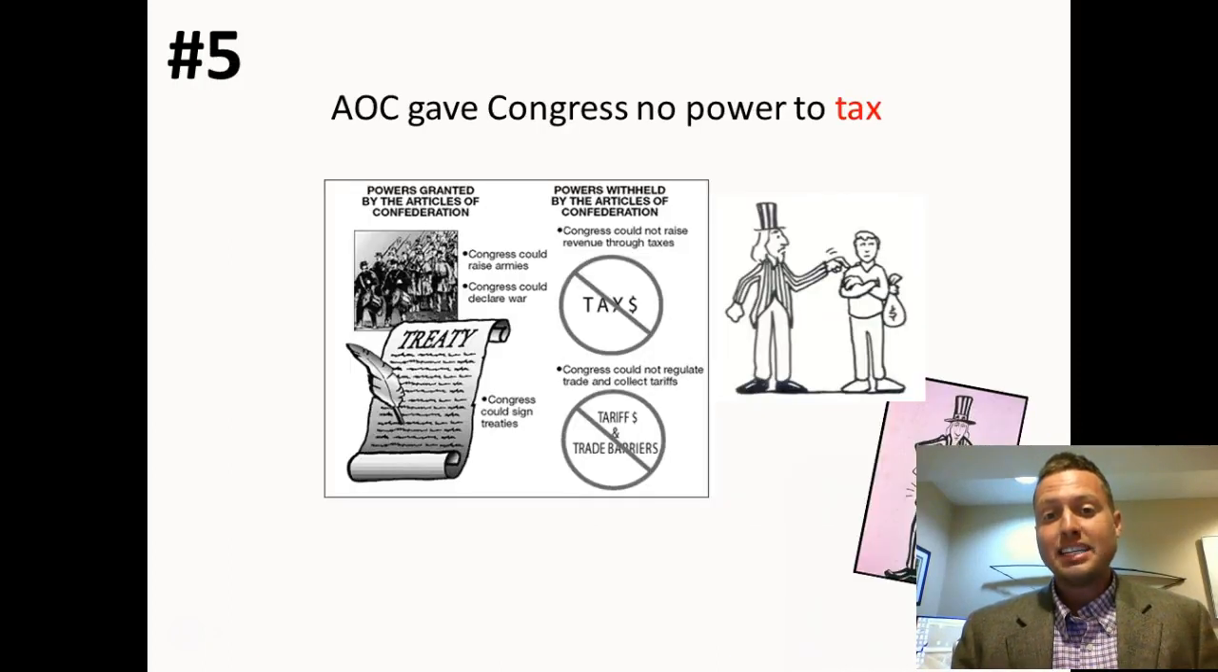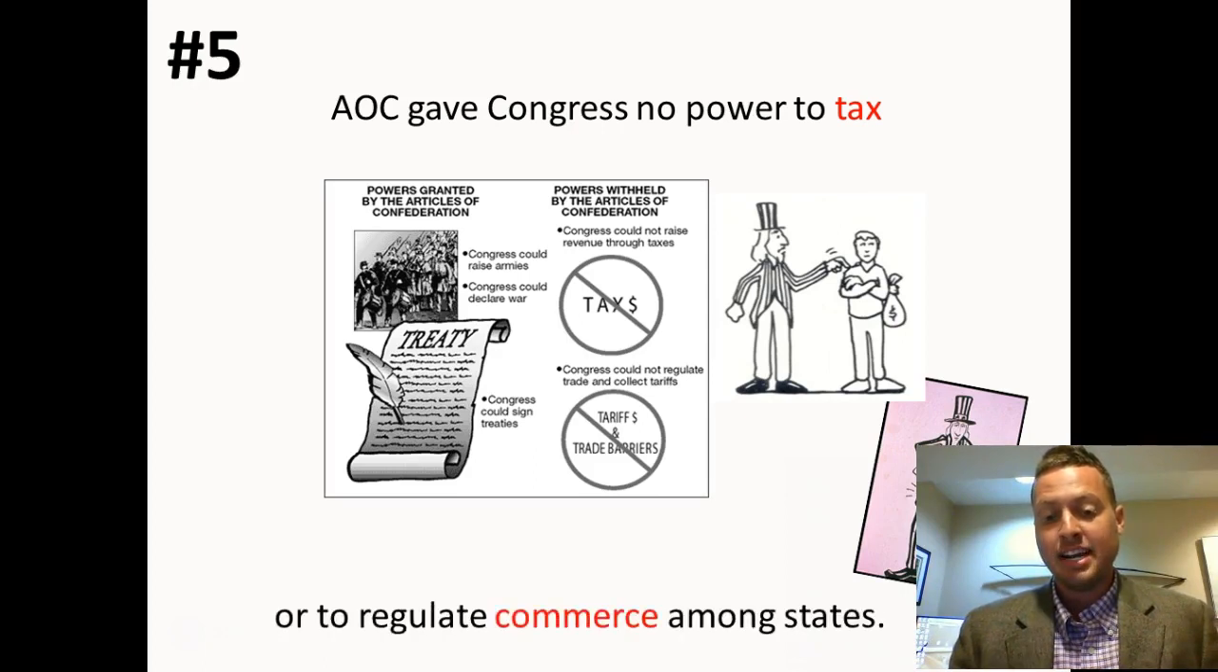What about taxation? The Articles of Confederation gave Congress no power to tax. Now that makes sense because the American Revolution was a war that was largely started over taxation. So it makes sense they will have no power to tax whatsoever. What about business between states? Who has the power to regulate business between states? That would be not the Articles of Confederation. They had no power to regulate commerce. Now commerce is just a fancy word for business among the states.